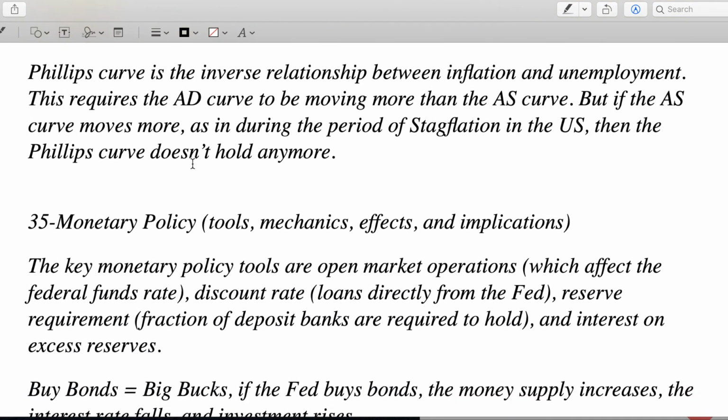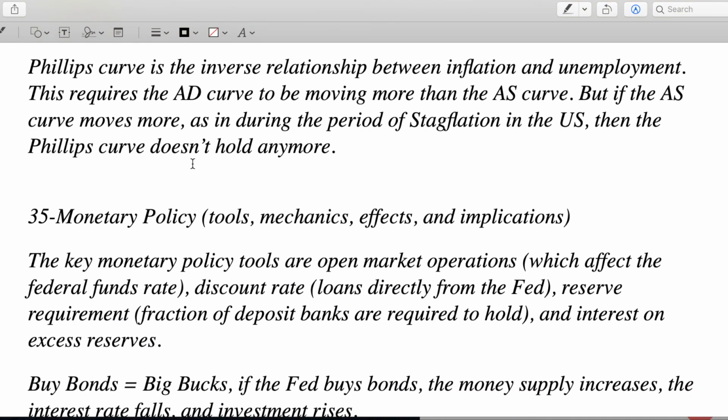Phillips curve, think about the Phillips curve trade-off. It's the inverse relationship between inflation and unemployment. It's a basic idea that as inflation rises, we're expecting unemployment to fall. If inflation's falling, we're expecting unemployment to be rising. But this requires the aggregate demand curve to be moving more than the aggregate supply curve. If the aggregate supply curve moves more, as during the period of stagflation, now all of a sudden you've got a situation where you don't have the Phillips curve relationship holding anymore.